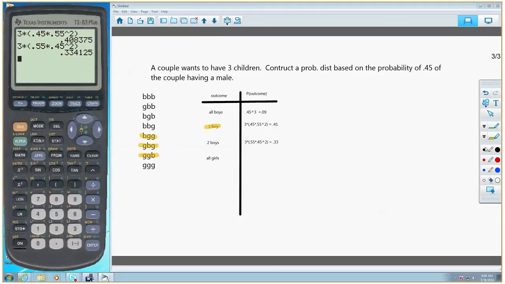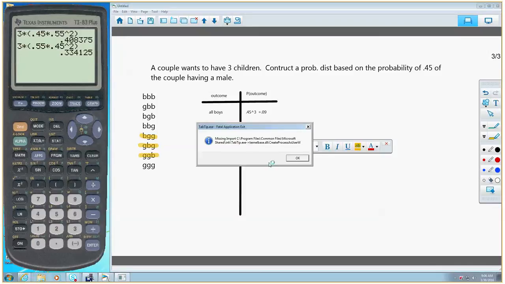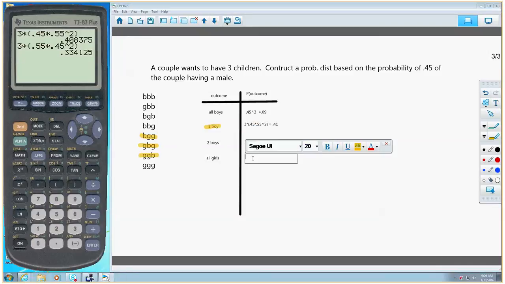And then the last one. I think y'all can handle that one. That's going to be 0.55 to the what? To the third power. And that's going to be equal to 0.55 to the third power. I got 0.17.